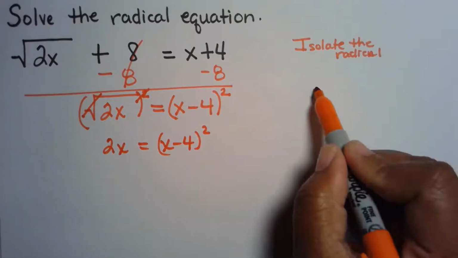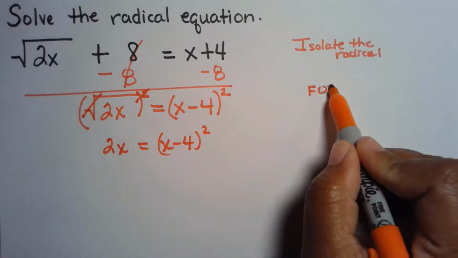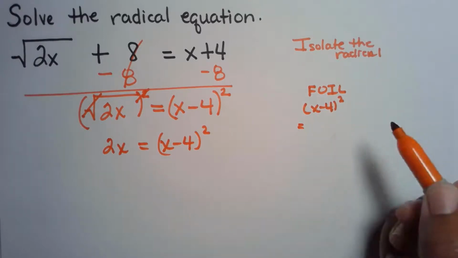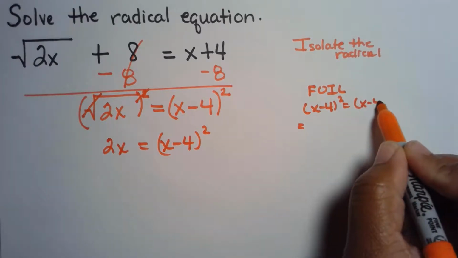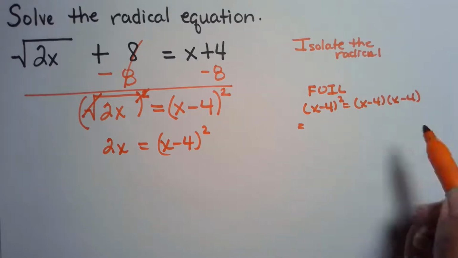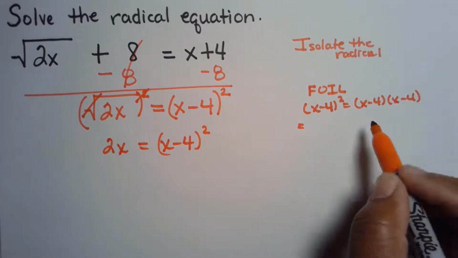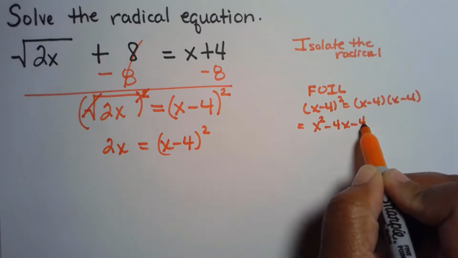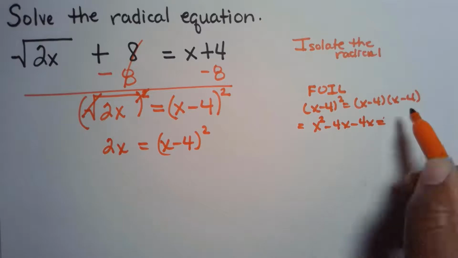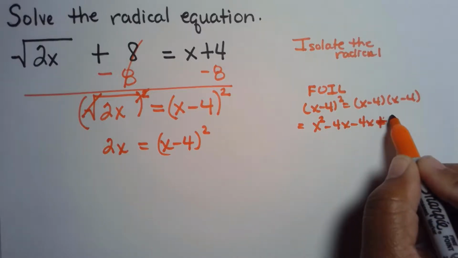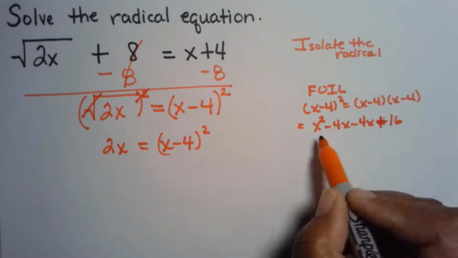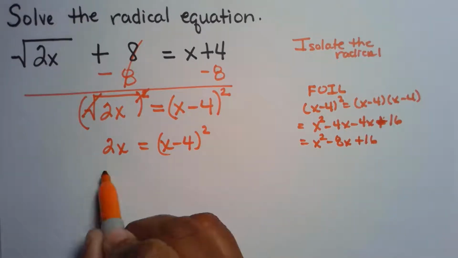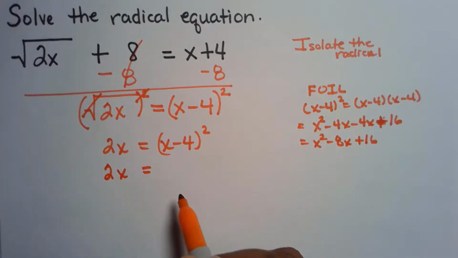So on the right hand side, to simplify, we're going to FOIL. Meaning we're going to write x minus 4 twice and multiply using the distributive property. We have x squared minus 4x, minus 4x, plus 16. And then we have x squared minus 8x plus 16. So that's our right hand side.